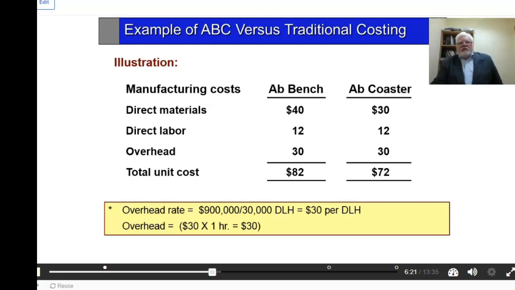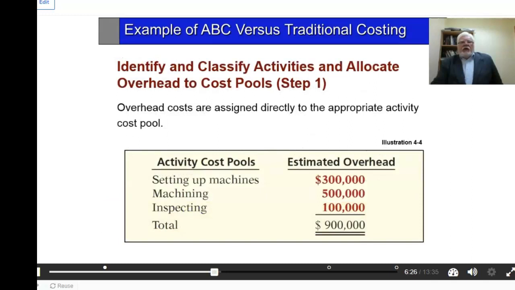Now, we want to look at allocating those overhead costs a little finer than just using direct labor hours. So we take a look at the 900 and we then say, okay, of that 900, there are three major activities here: setting up machines, machining, and inspecting. And these would be roughly the estimated cost of each one of those activities.